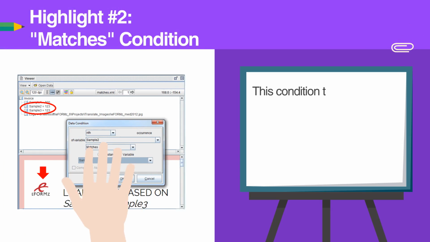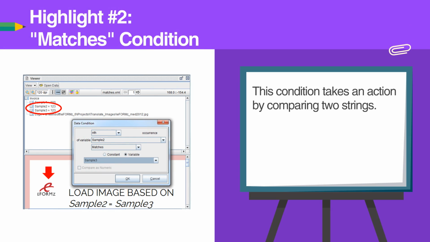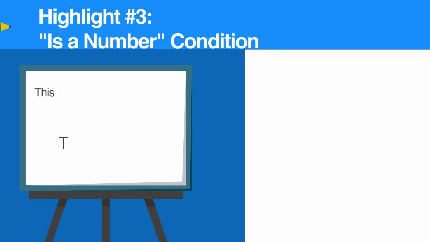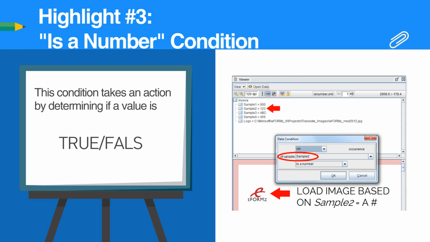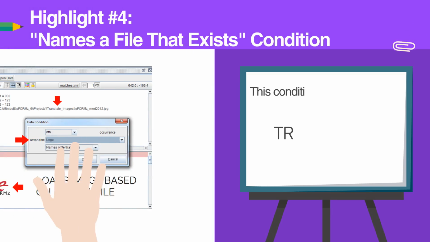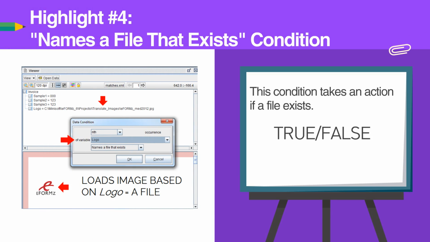eForms 10.5 also has new conditions, including matches, which takes an action by comparing two strings of characters. Likewise, we have a condition called isAnumber. This takes an action if a certain value is or is not a numerical value. Finally, names a file that exists is a new condition. This will take an action if a file does or does not exist.